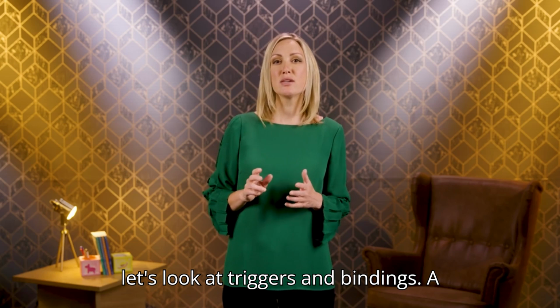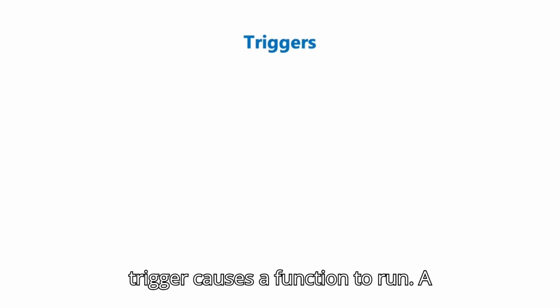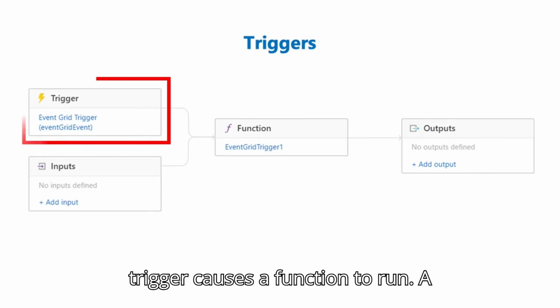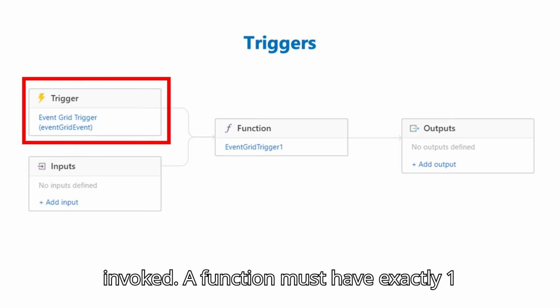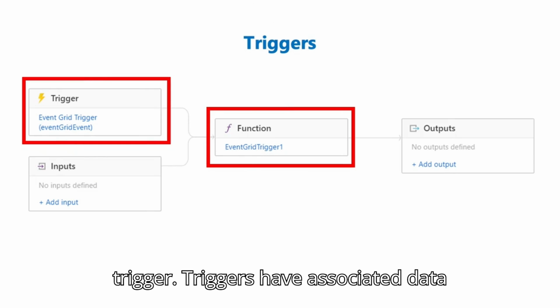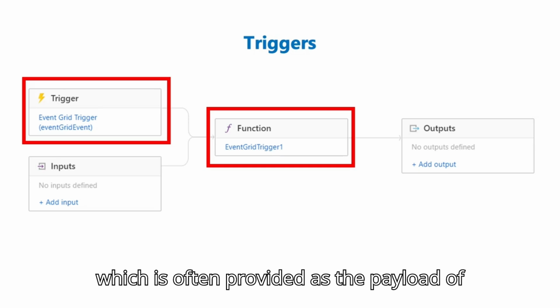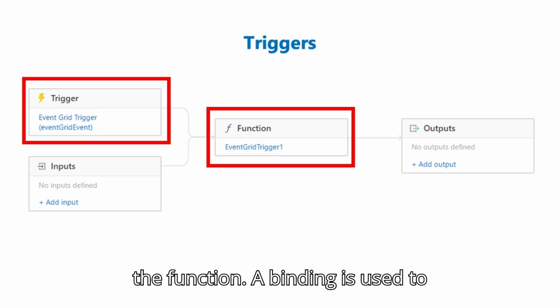Now let's look at triggers and bindings. A trigger causes a function to run. A trigger defines how a function is invoked. A function must have exactly one trigger. Triggers have associated data, which is often provided as the payload of the function.